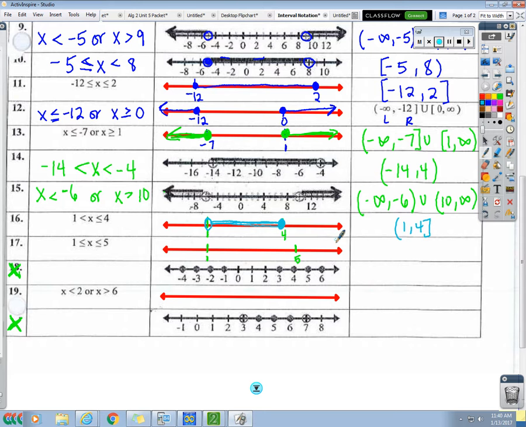Number 17, same kind of problem, but both of them are included, so both circles are closed. The solutions are in between because they're less than 5, greater than 1. So 1, 5, both with brackets. Okay, we're skipping number 18. Let's look at number 19.